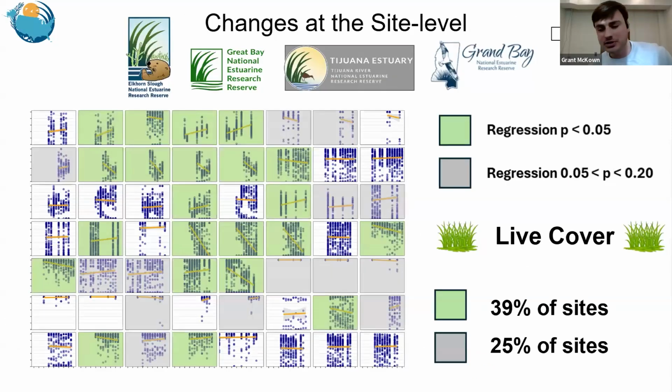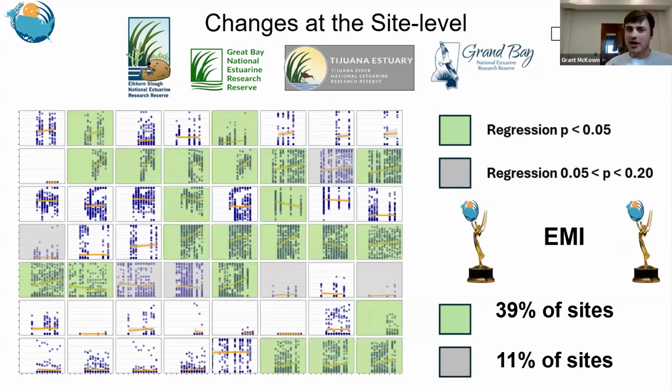And so for the results for the first trend, I'm just going to highlight a few vegetation metrics. At the site level, showing live cover, we found that over 50% of our sites had a significant or a near significant trend. The green is regressions that were significant, or a p-value less than 0.05, and the grays are those that were trending significant, or at least a p-value less than 0.2. When it came to our famous EMI metric, we also found that 50% of our sites had a significant or a near significant trend as well.